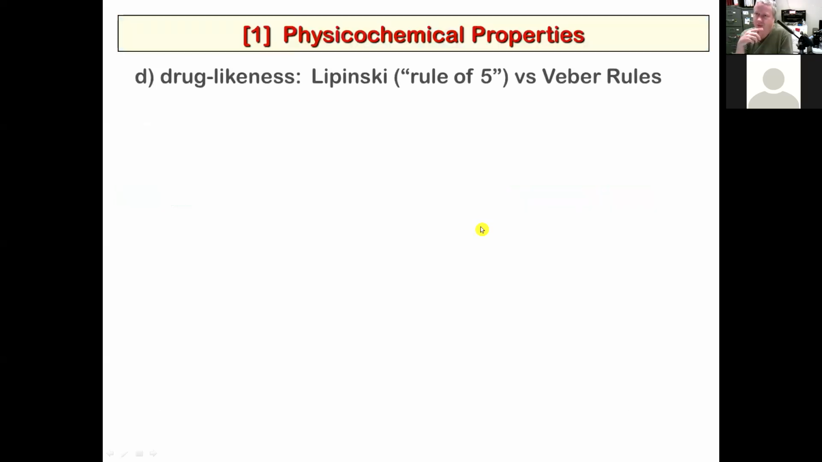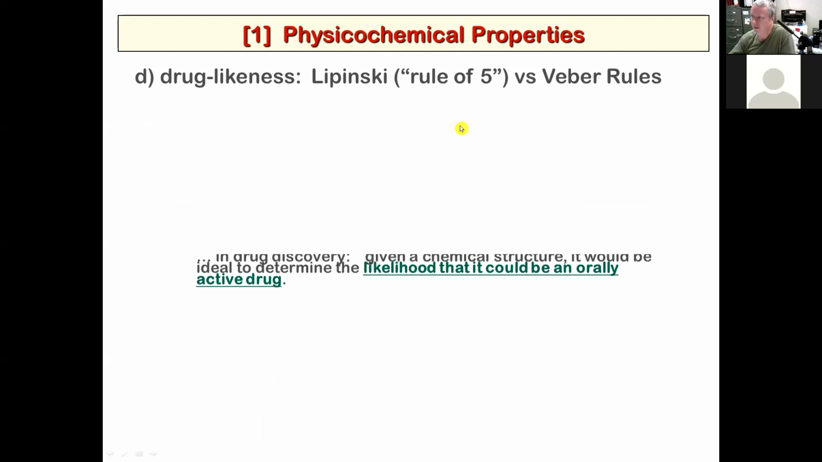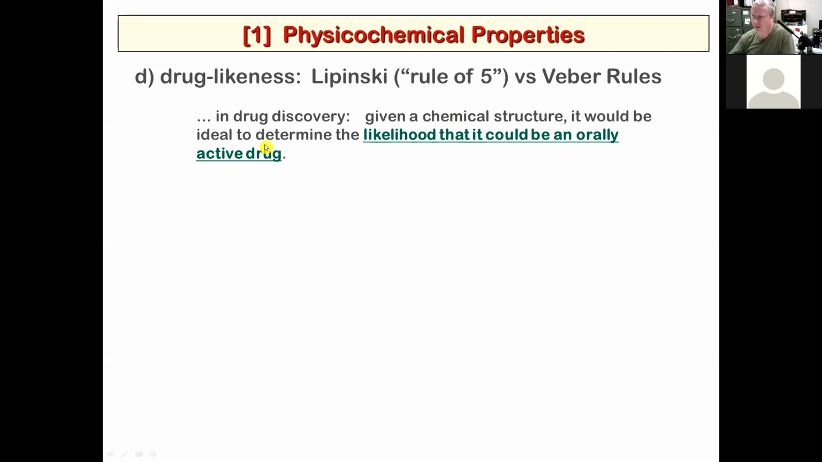These are standard rules of drug likeness that we can use computer tools to figure out, the potential for a drug to be drug-like, and use it in the screening process if we're doing high throughput drug screening or something. So it would be really ideal to determine this likelihood that it's going to be an orally active drug early in the drug discovery process.